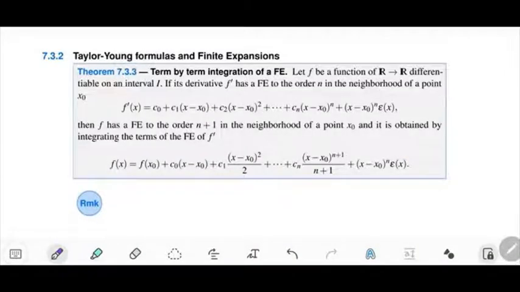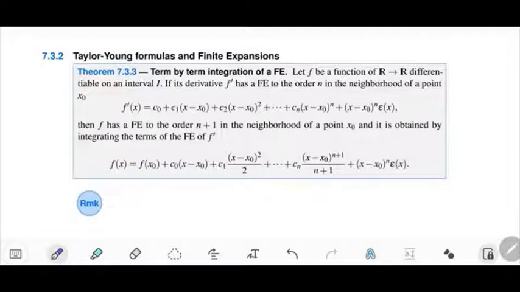We move now to the next paragraph where we will make the link between the Taylor-Young formulas and the Taylor expansion formulas and the finite expansions. But first, let us state this theorem. It's the term-by-term integration theorem.